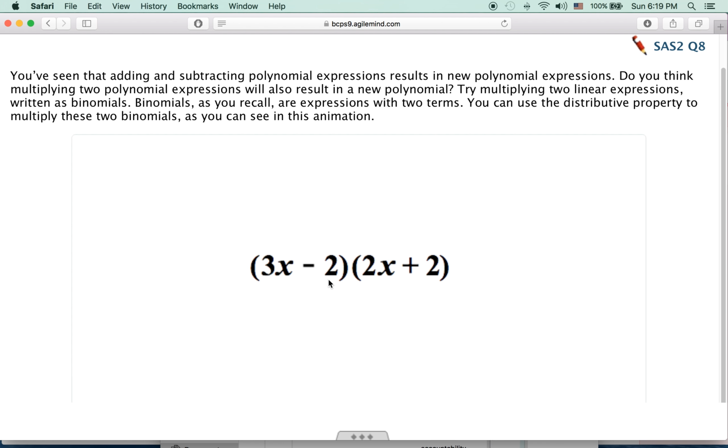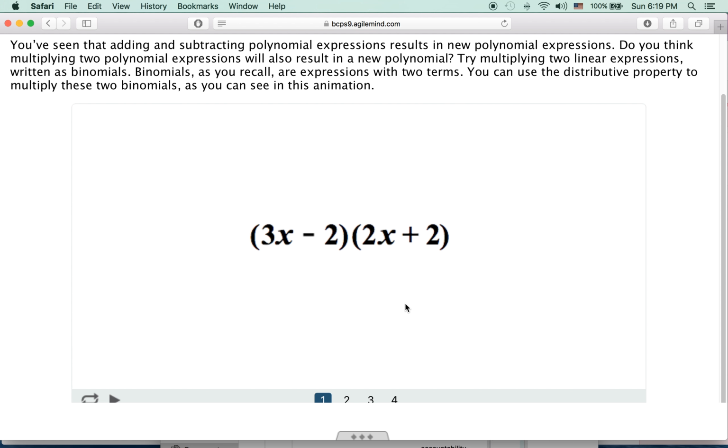And then the same for the next number. Negative 2 times 2x is negative 4x. And then negative 2 times positive 2 is negative 4. There's an alternative way to think about it, and this animation will guide you through that.